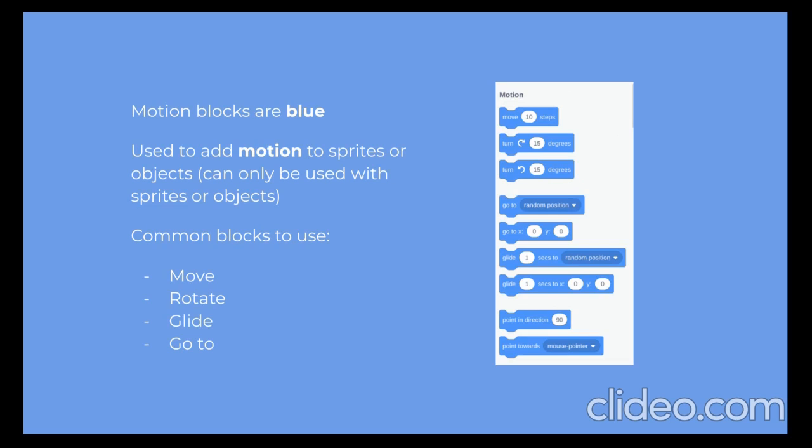The Move command will shift your character a different distance, however much you specify it to be. Turning your character will spin it however much or however many times you say. You can make your object go to a random position in the game, glide there, or place it in a position using the coordinate system.